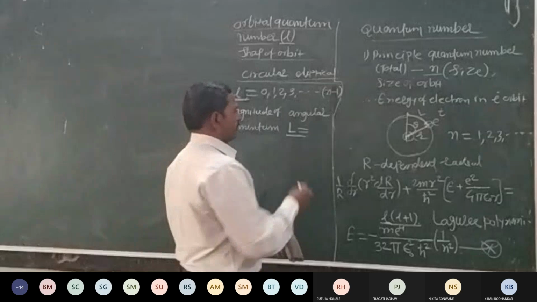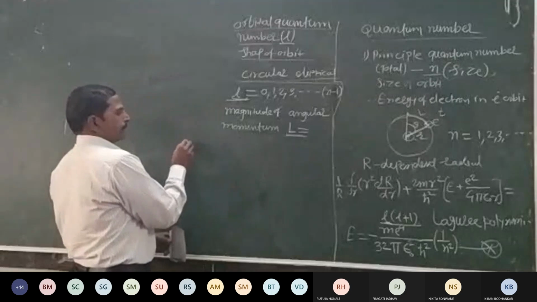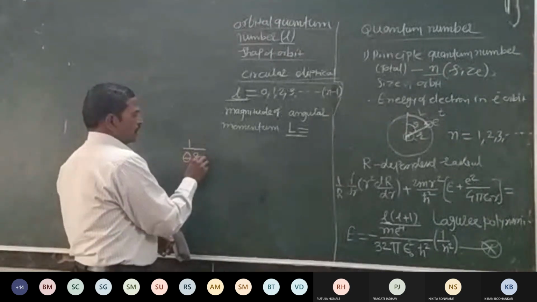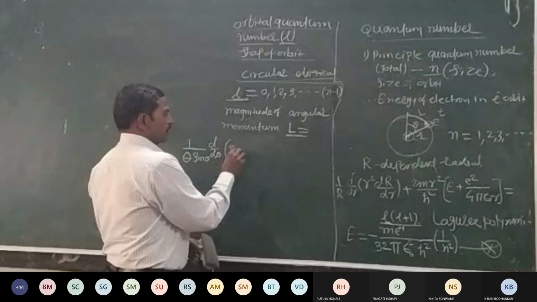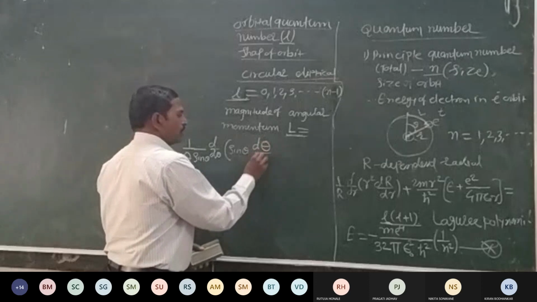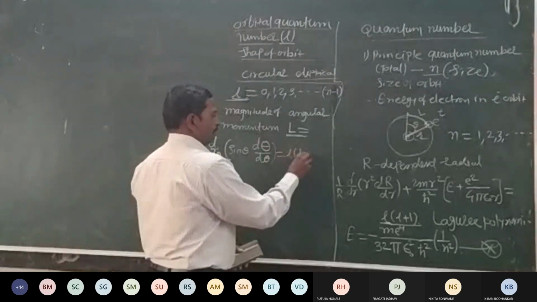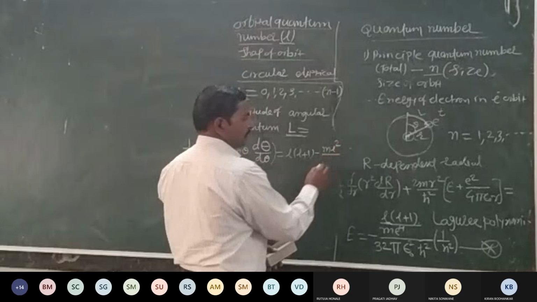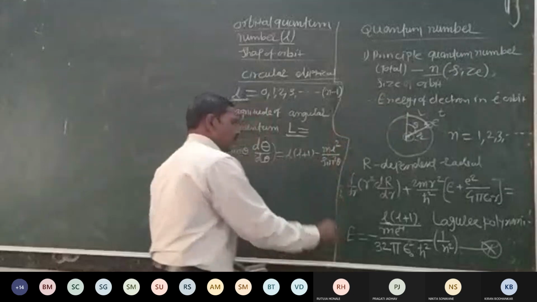We have to consider the theta dependent part of the Schrodinger equation, which is 1 upon sin theta into d by d theta into sin theta d capital theta upon d theta is equal to L into L plus 1 minus ml square upon sin square theta.